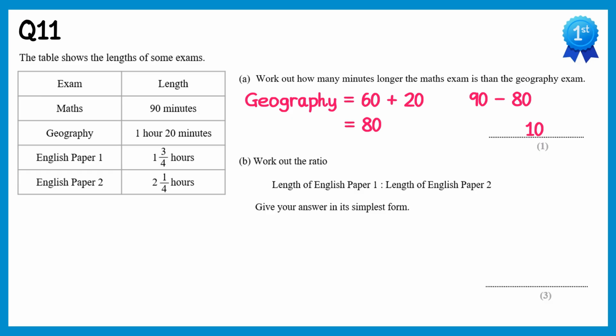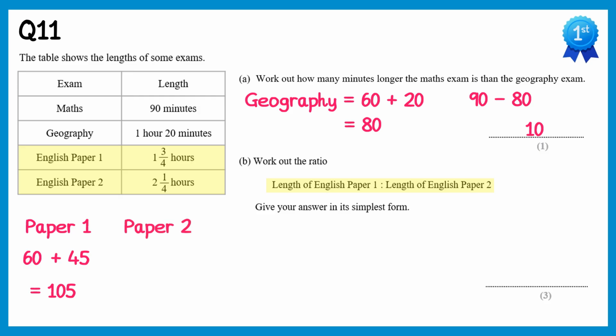For the second part of this question, we need to work out a ratio. It's the ratio of the length of English paper 1 to English paper 2. So you can see both of those in the table here. Let's turn those into minutes. So for English paper 1, we've got 1 hour, which is 60 minutes, and then 3/4 of an hour, which is 45 minutes. If you add that together, you get 105 minutes.